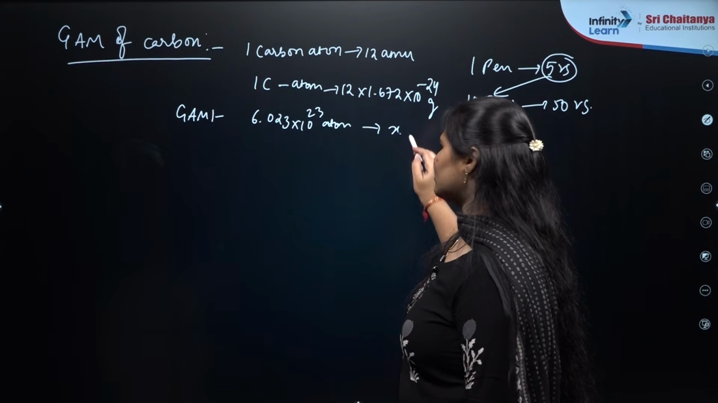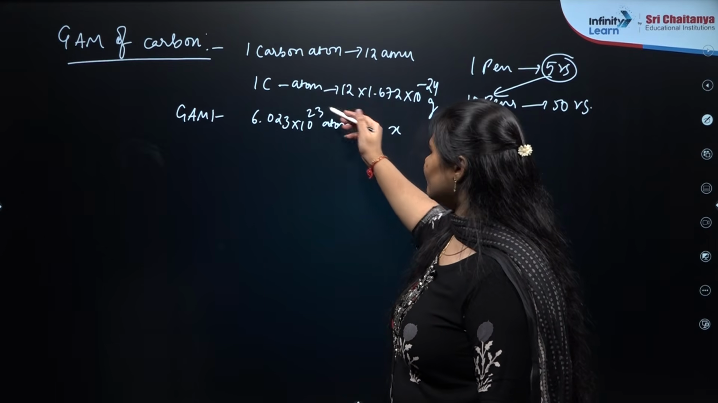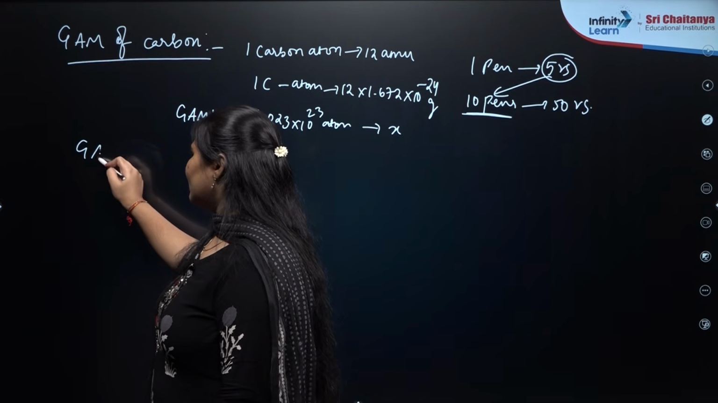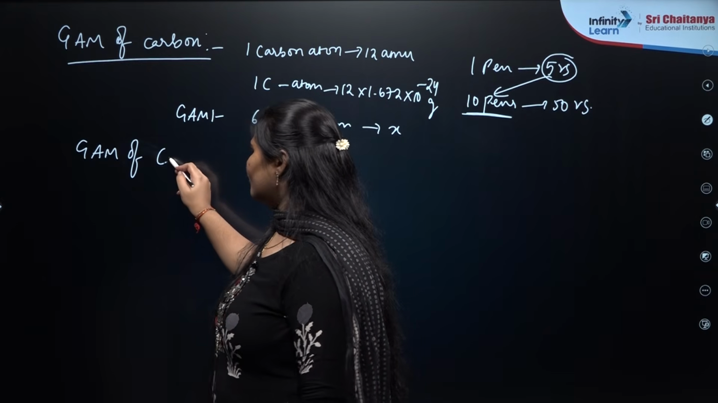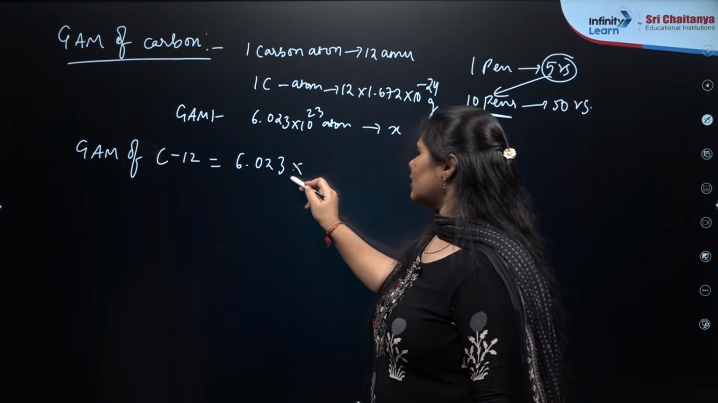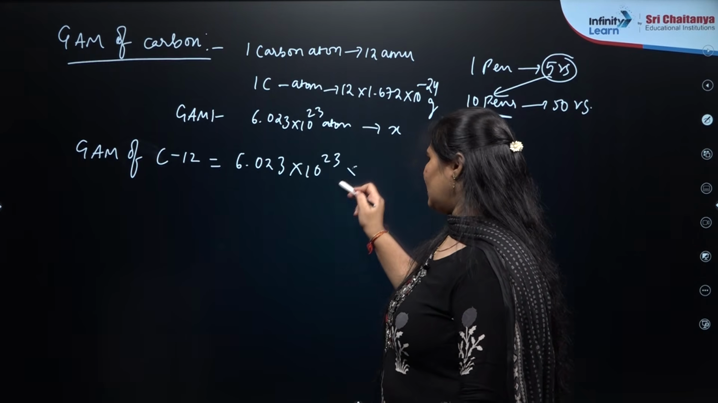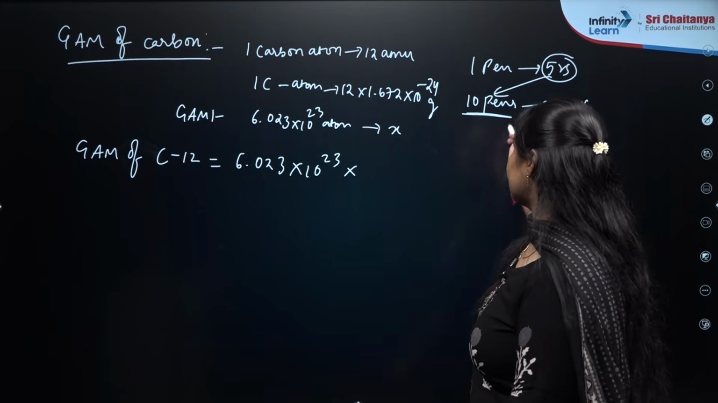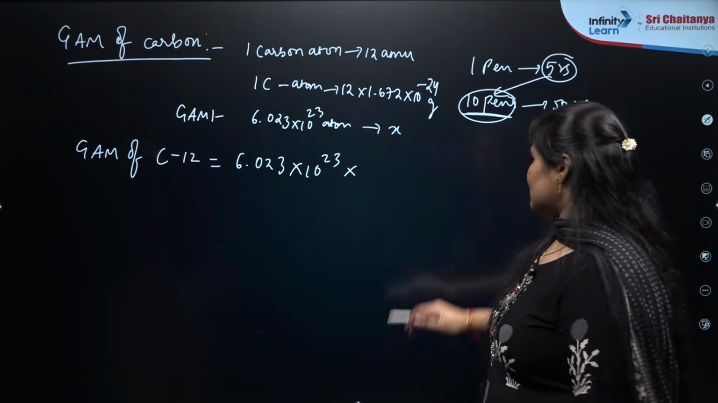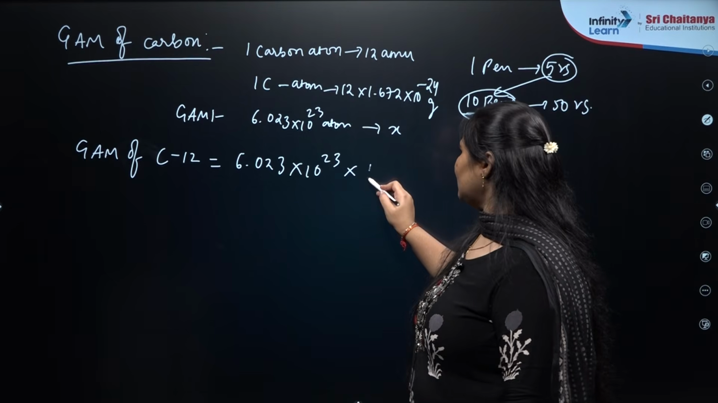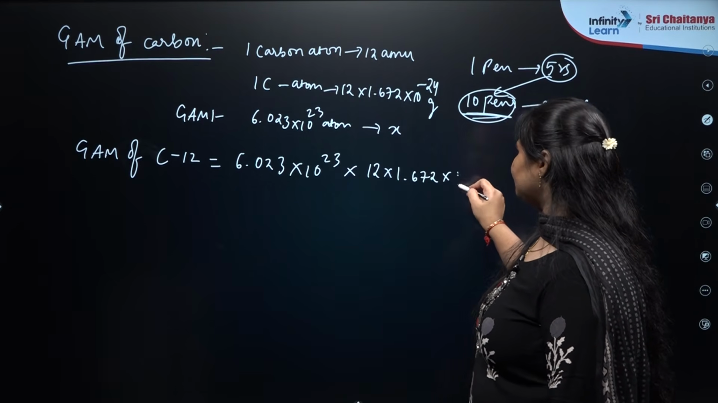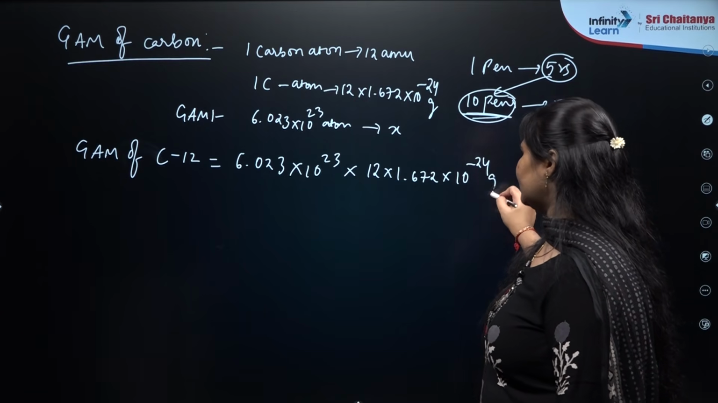For that, how much will it be? What do we have to do? We just have to multiply this with this. So whenever it comes to GAM of a carbon atom, it will be 6.023 into 10 power 23. Are you understanding why I am multiplying with Avogadro's number? Because Avogadro's number is the number of atoms I want to calculate mass for, like the number of pens, and each individual mass is 12 into 1.672 into 10 power minus 24 grams.